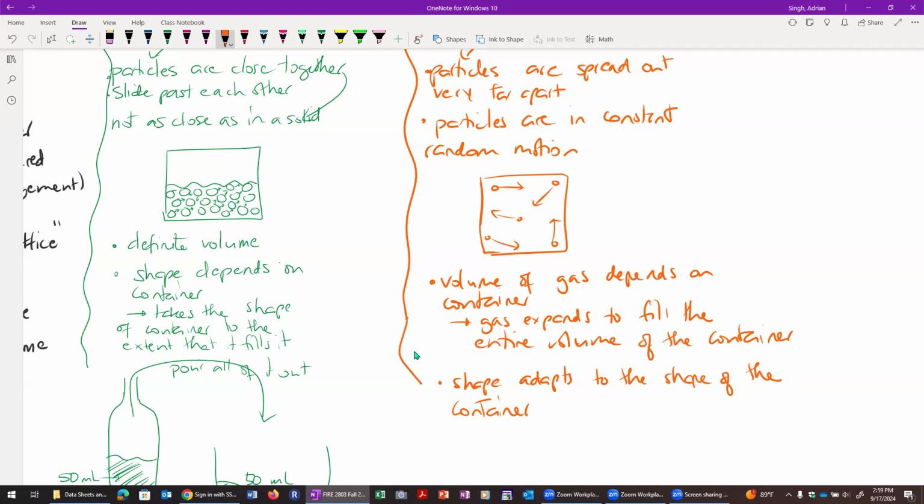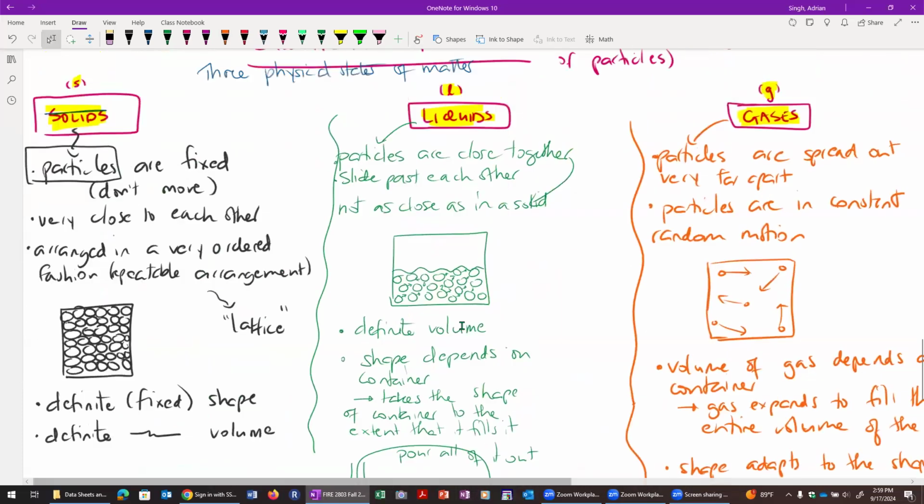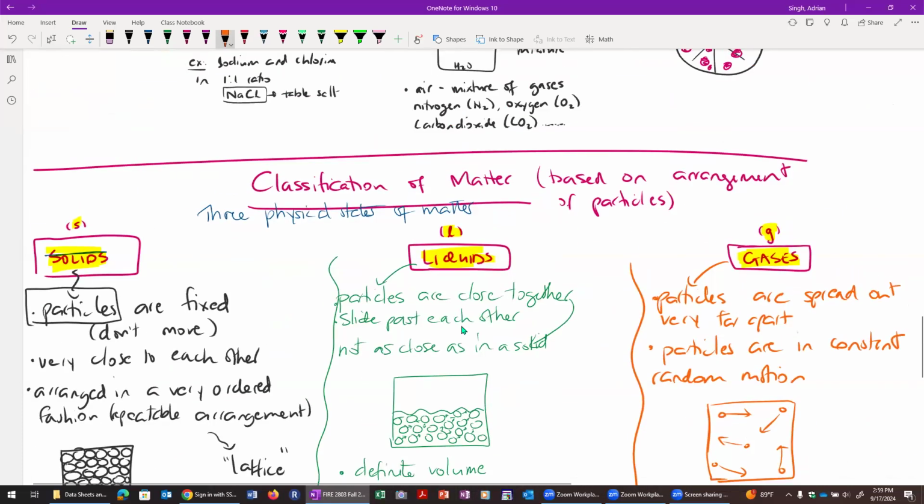Okay, so there's some big differences between solid state, liquid state, gas state. Sometimes you'll see the word phase being used interchangeably. They don't technically mean the same thing, but for our class, we can use them interchangeably. All right, so we have our solid, liquid, and gas.